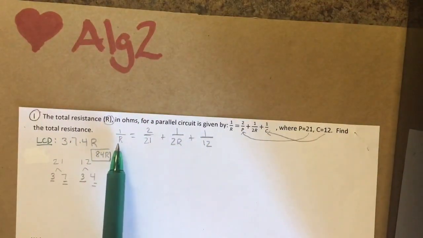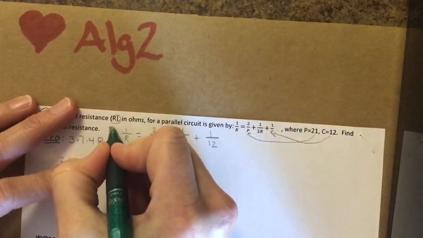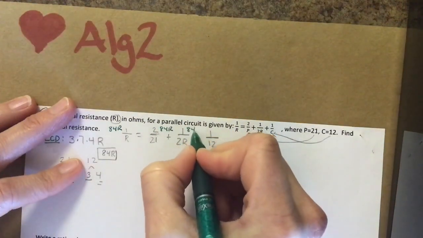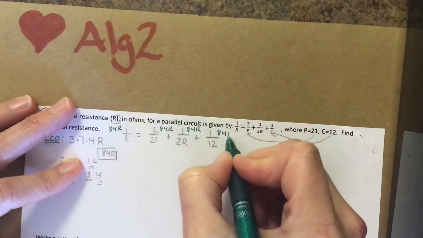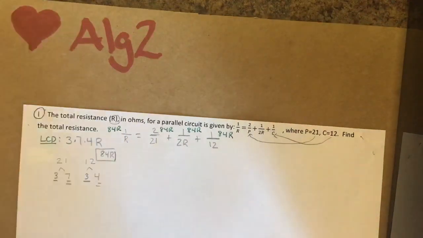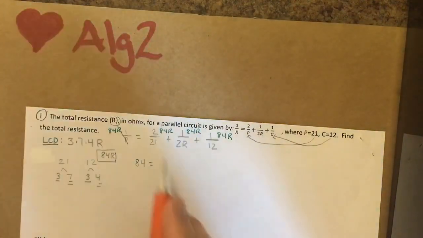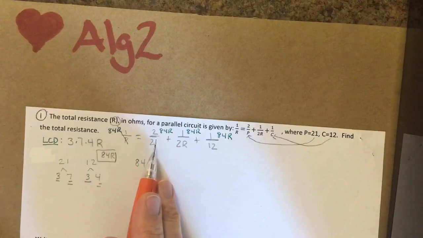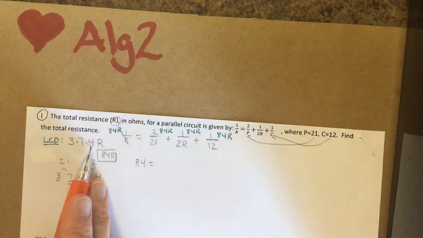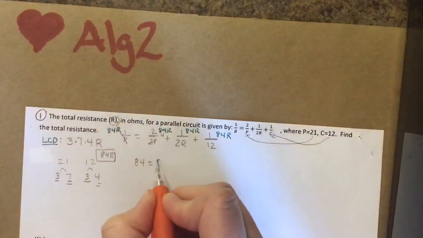Okay, now what do I do with that? I'm going to distribute that. I'm going to write it 1, 2, 3, 4 times. I'm going to write 84R on top of all the fractions. And if we did it right, we will get rid of all the fractions. Okay? 84R times 1 divided by R. The R's cancel. I get 84 equals. Then I've got 2 times 84R divided by 21. Well, 84 divided by 21 would be 4. So I'd have 2 times 4, I'd have 8R.